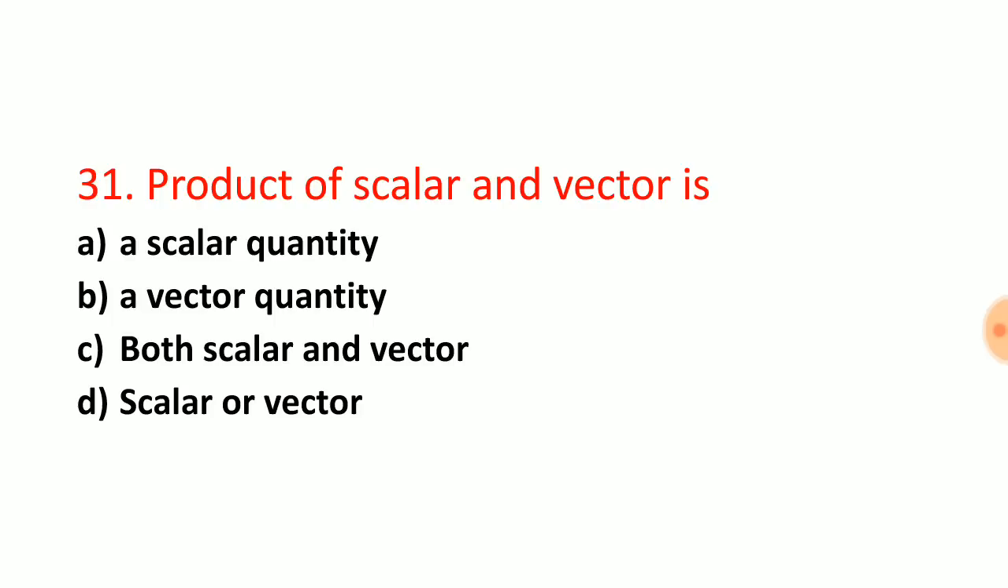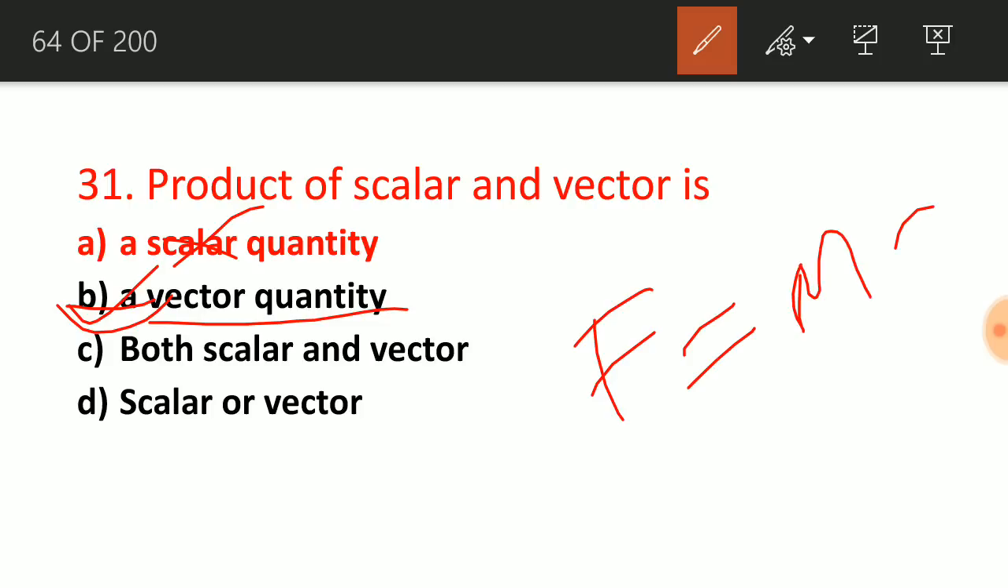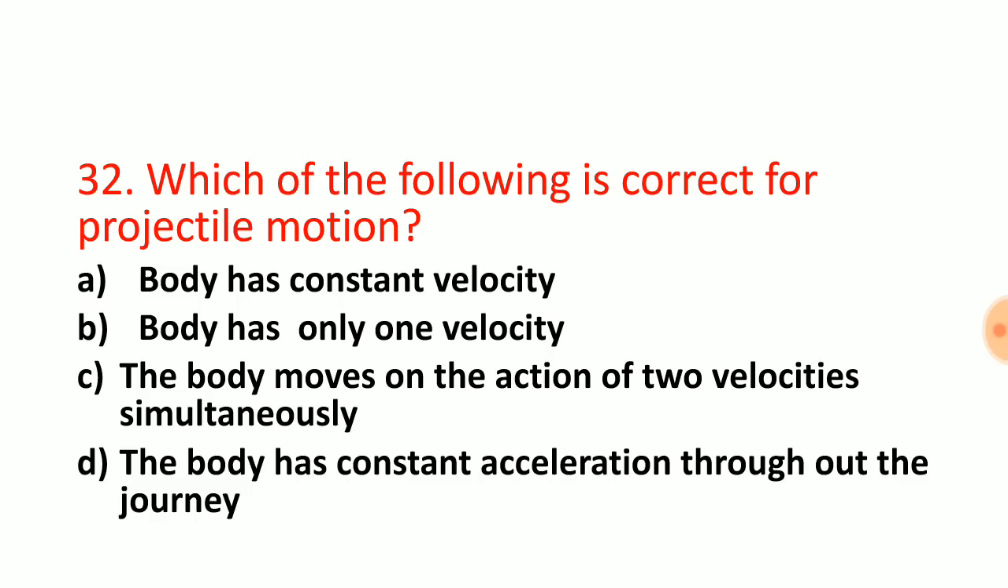Now let us see question number 31. Product of scalar and vector is always a vector quantity. Option choice B is the right answer. Sorry, A is not the right answer here. Option choice B, product of scalar and vector is always a vector quantity. Example is F is equal to MA. In F is equal to MA, M is scalar and A is vector, and the product of scalar and vector is vector quantity.